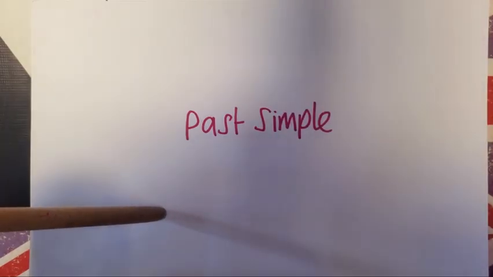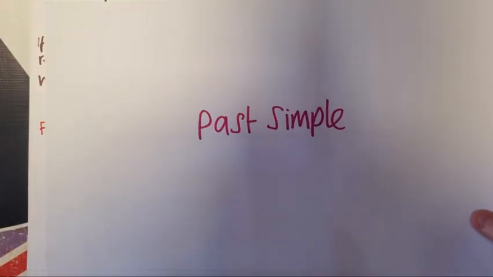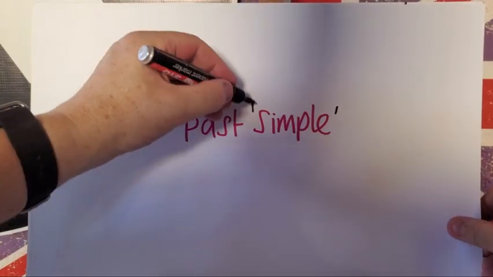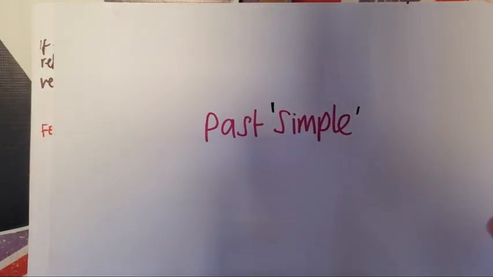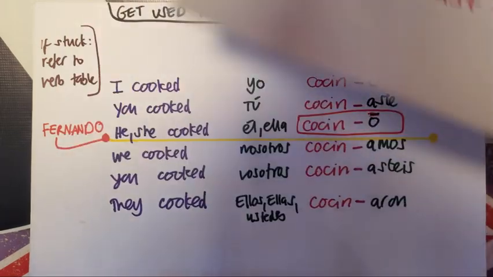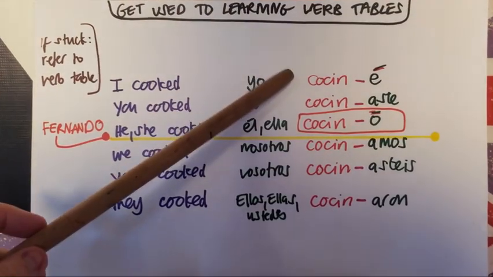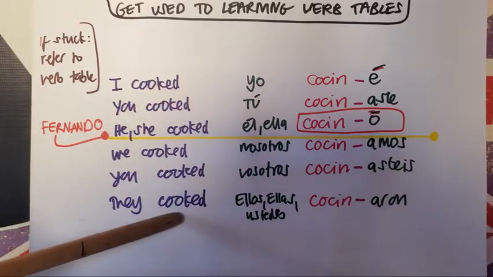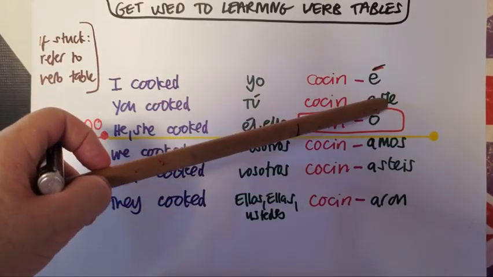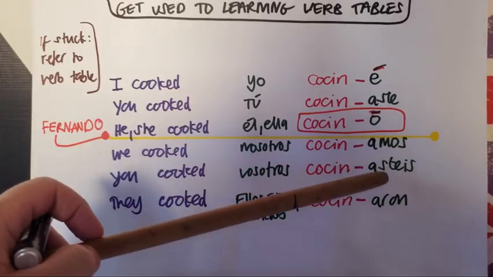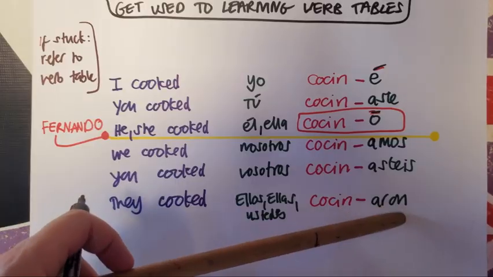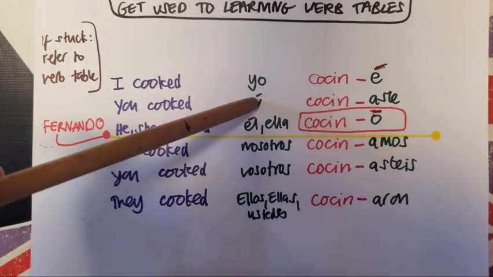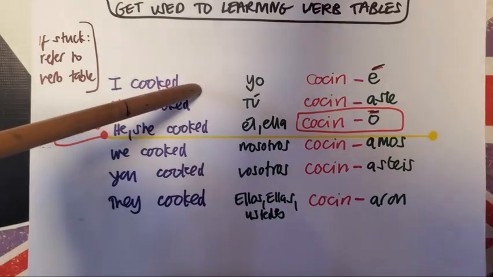Past tenses. We have the past simple. Simple doesn't mean stupid. It means that it's only got one aspect to it. So the past simple of to cook is I cooked, you cooked, he cooked, we cooked, you cooked, they cooked. Yo cociné, cocinaste, cocinó, cocinamos, cocinasteis, cocinaron. Okay, learn these endings. And this is cocinar, to cook.